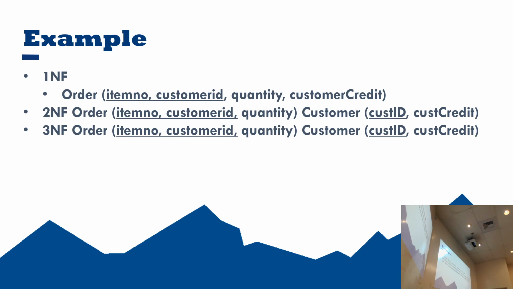Now, we break this down a little bit further. We see that customer credit, and especially quantity, do not relate to each other, right? So the quantity relates to the order. I think everyone agrees with that. But customer credit doesn't relate to the order, does it? What does it relate to? Customer. All right, so you get to second normal form. Someone read that.